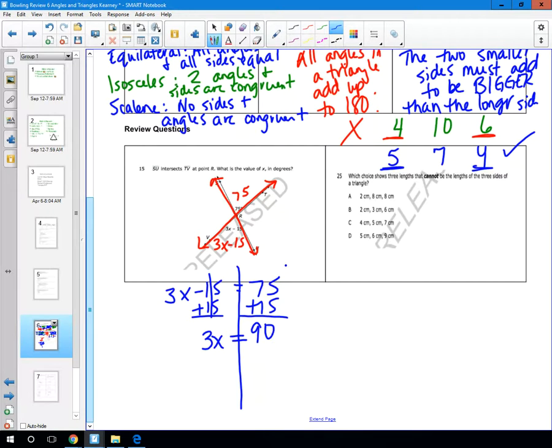And then what is happening with the 3 and the x? They're being multiplied, so I would do the opposite, which is to divide. 3 divided by 3 is 1. 1 times x is x. 90 divided by 3 is 30.